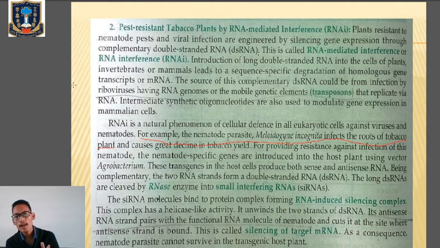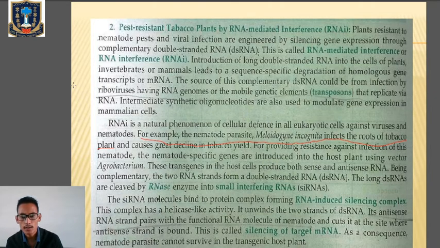Clear? So for providing resistance against infection by this Meloidogyne incognita, this nematode, nematode specific genes are introduced into the host plant. One more time, saying that in the tobacco plant we have to introduce the nematode specific gene. Okay, nematode means Meloidogyne incognita. So we have to introduce the nematode specific gene within the host plant. The host plant is the tobacco plant. And for that we will require the vector Agrobacterium.